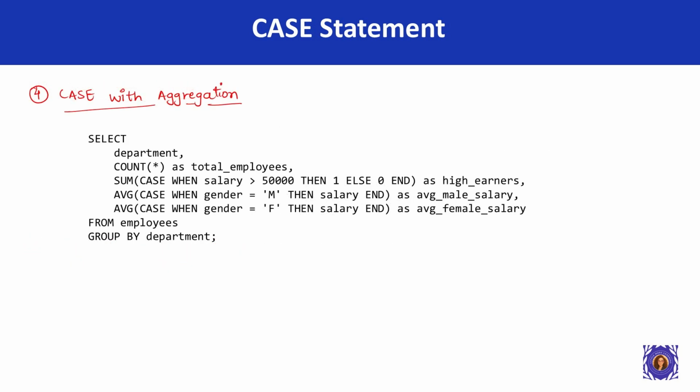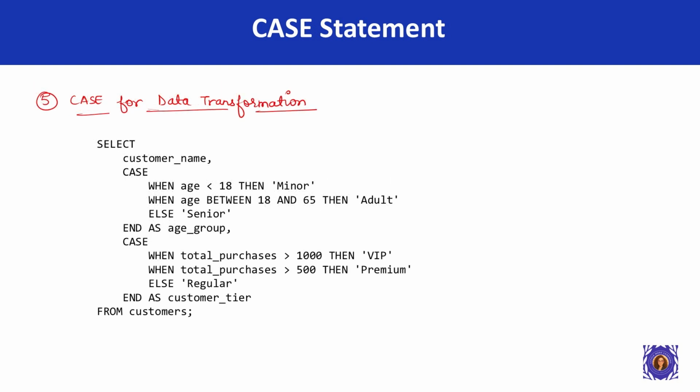When combined with aggregation functions, case statements enable powerful conditional counting or summing. For each department, you can count total_employees, and then use case to conditionally count high_earners, those with salary over $50,000. You can also use case to calculate average salaries separately for male and female employees, effectively creating conditional aggregations within a single query. The case statement is excellent for data transformation, converting raw data into more meaningful categories.